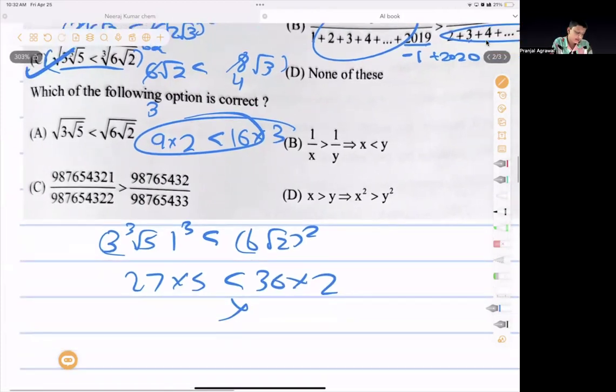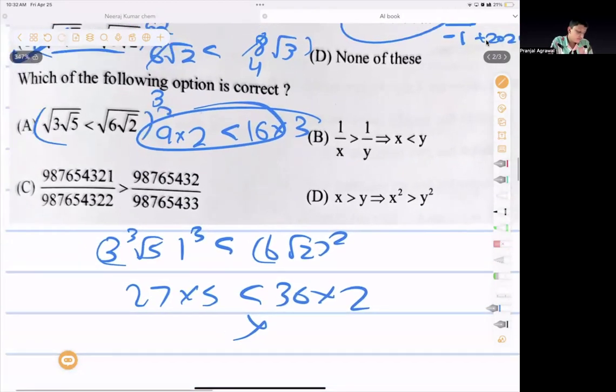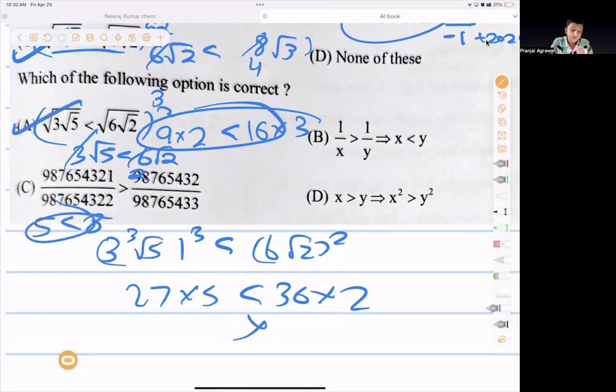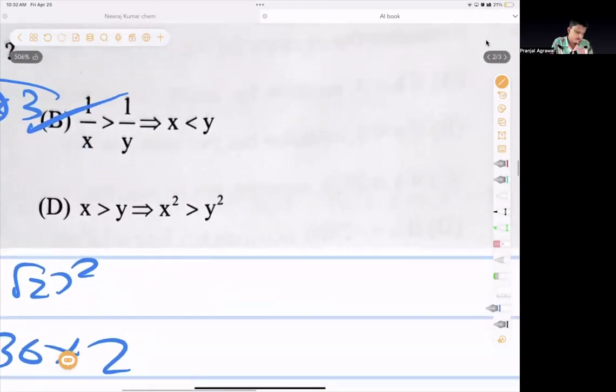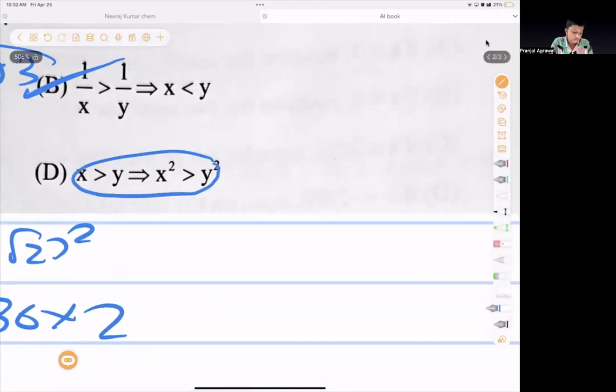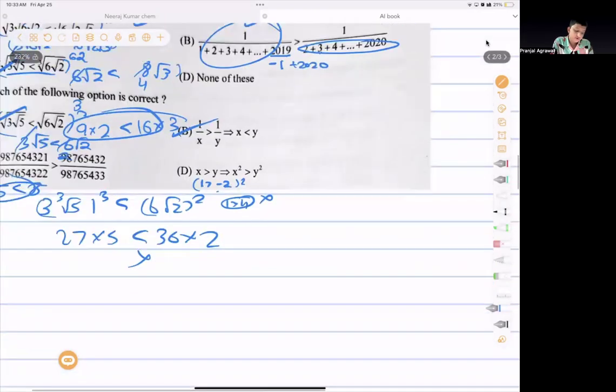Which of the following options is correct? So here first we'll square this. We'll get 3 root 5 is less than 6 root 2. Again square, cancel. Okay, so you'll get 5 is less than 8. So this is true. Here we have 1 by x is greater than. So this is also true. This is also true. But suppose minus 1 is less, not a good example. 1 is less than minus 2, this is 4, 1 is less than 4, which will be wrong.